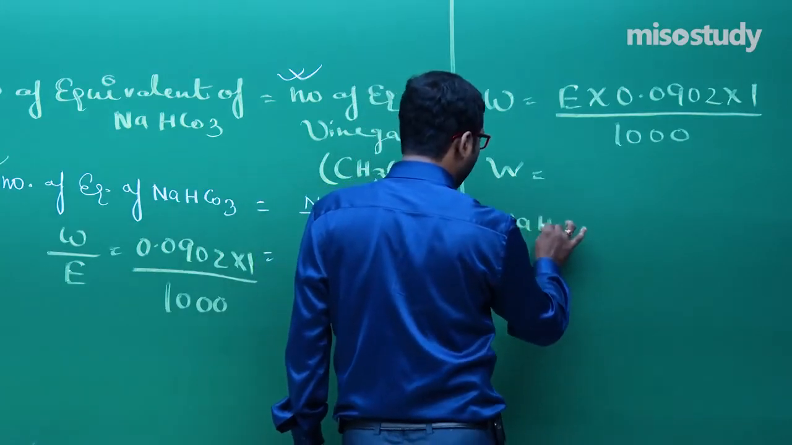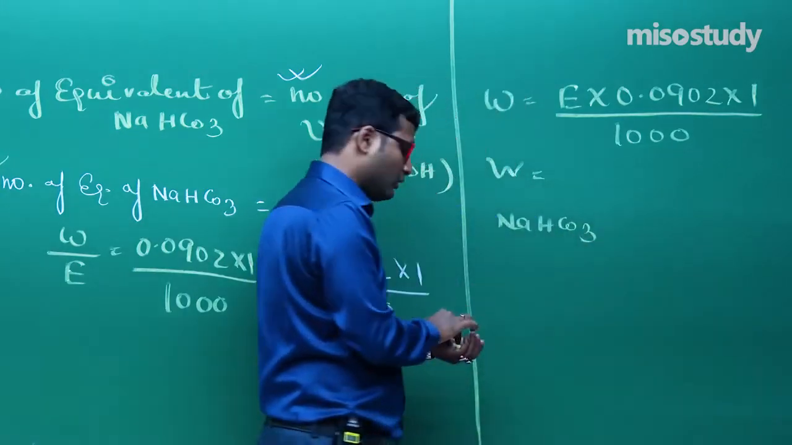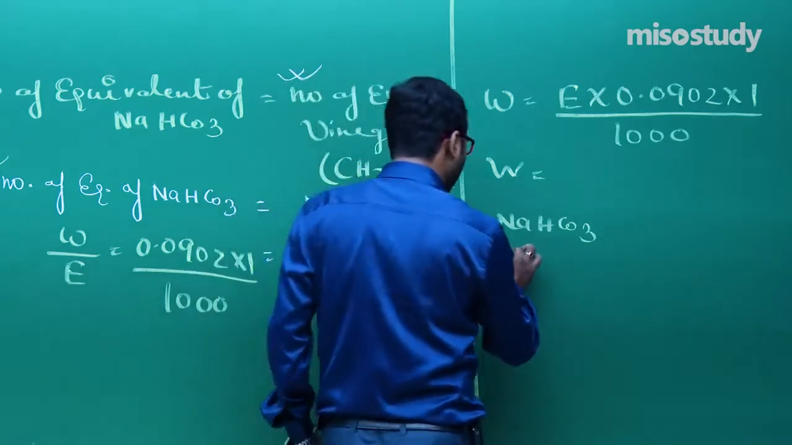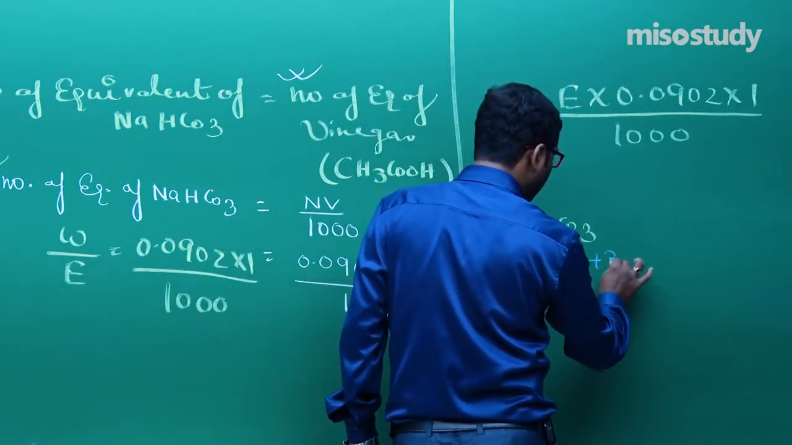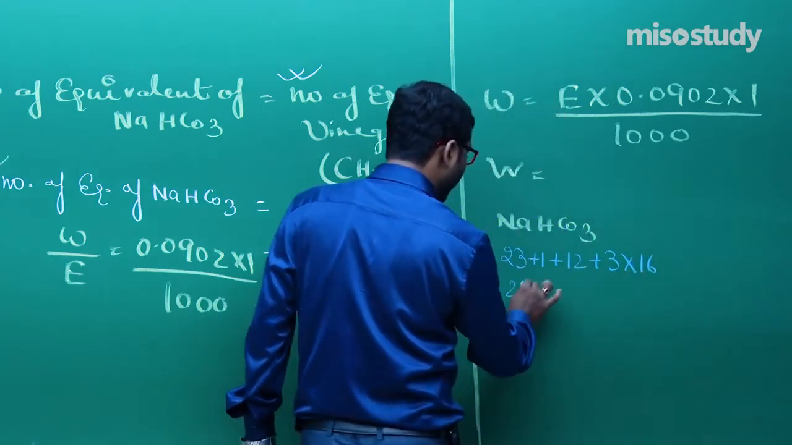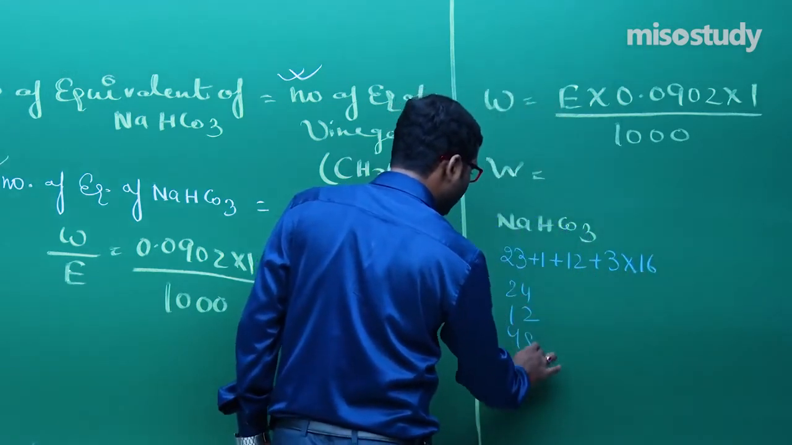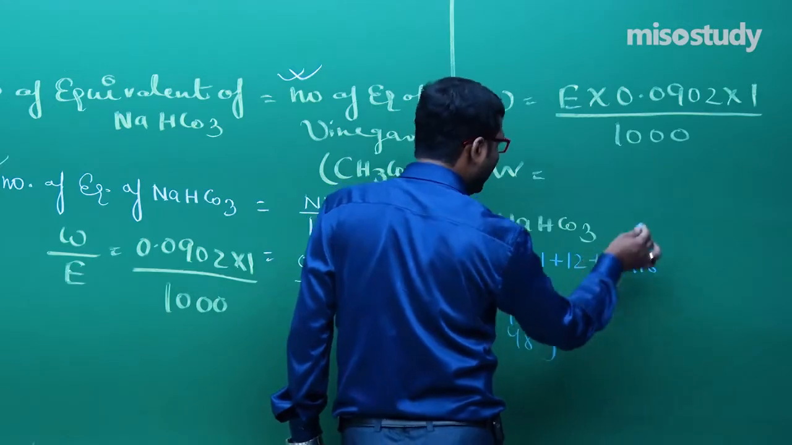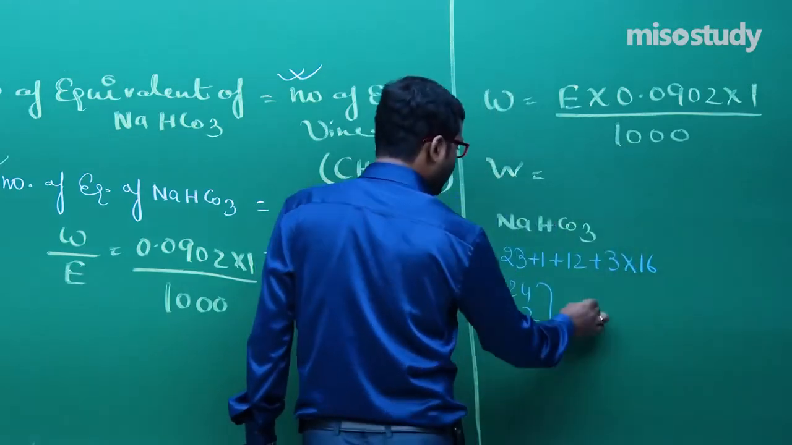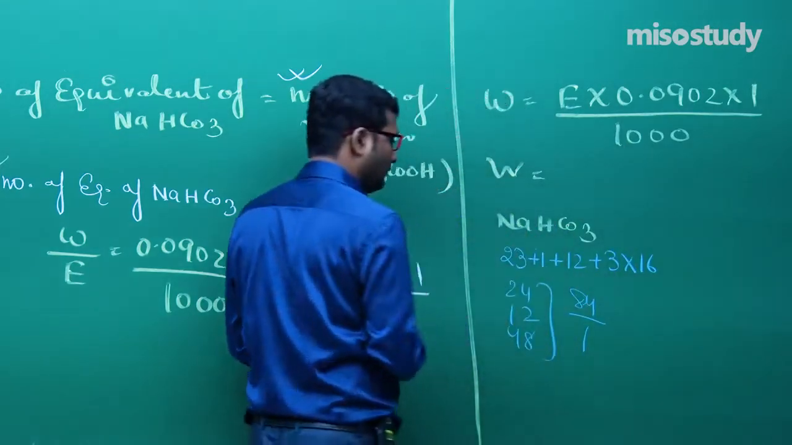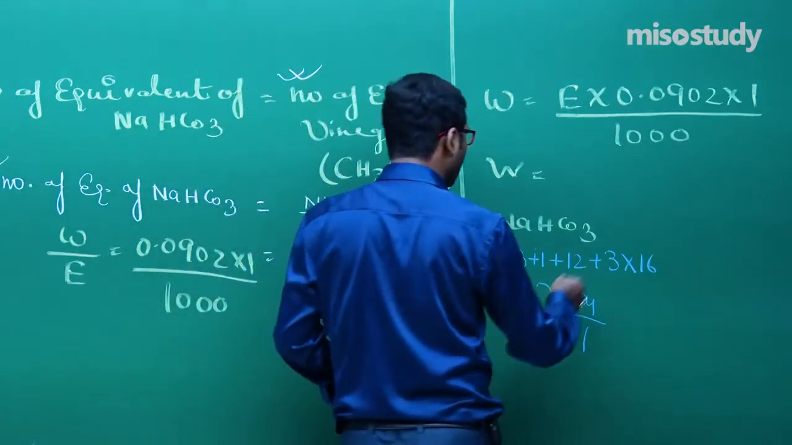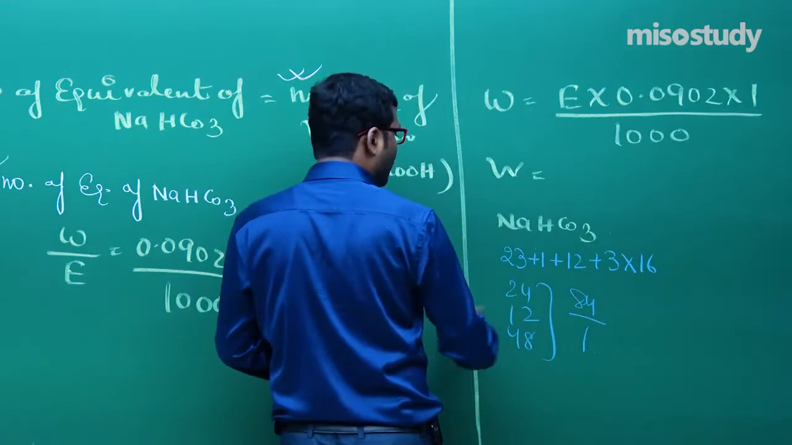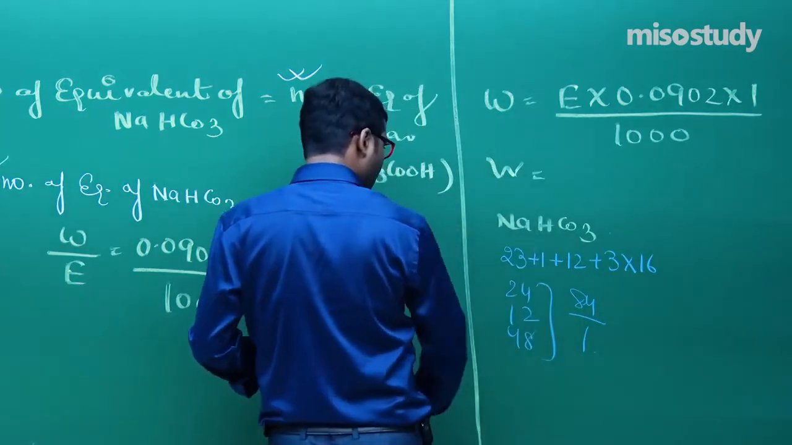For NaHCO3, the molar mass is Na 23 plus 1 plus 12 plus 3 into 16, that is 24 plus 12 plus 48, which is 84. So 84 upon 1, the charge being 1, that is 84 upon 1. Equivalent mass is equal to M upon n. So put here 84. Now wait for a moment.